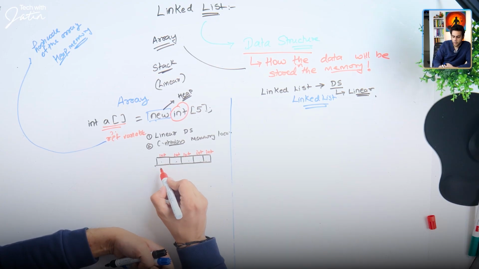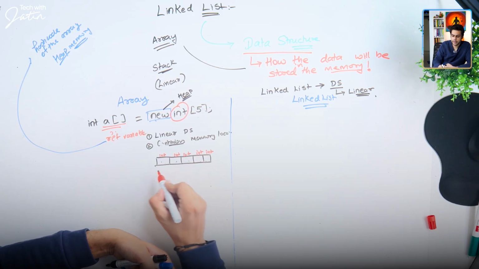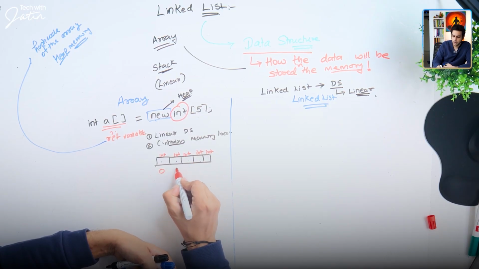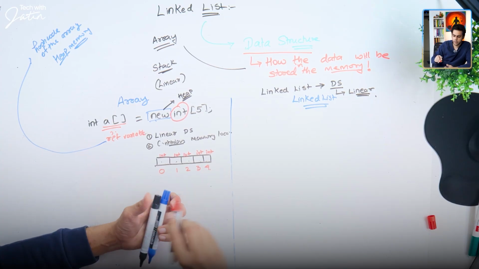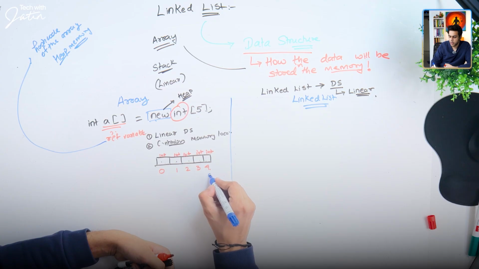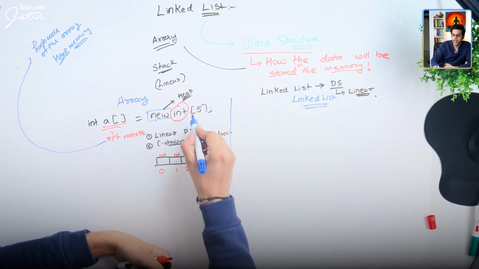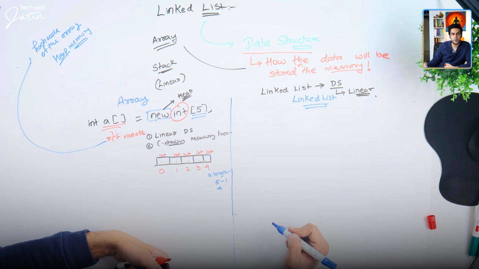Perfect. Now, for these 5 memory locations, one more thing is going to be there. Indexes. Indexes start from 0, 1, 2, 3, 4. So over here, whenever we have an index, the last index is going to be a.length minus 1. a.length is 5. 5 minus 1 is 4. Is this part clear to everyone?